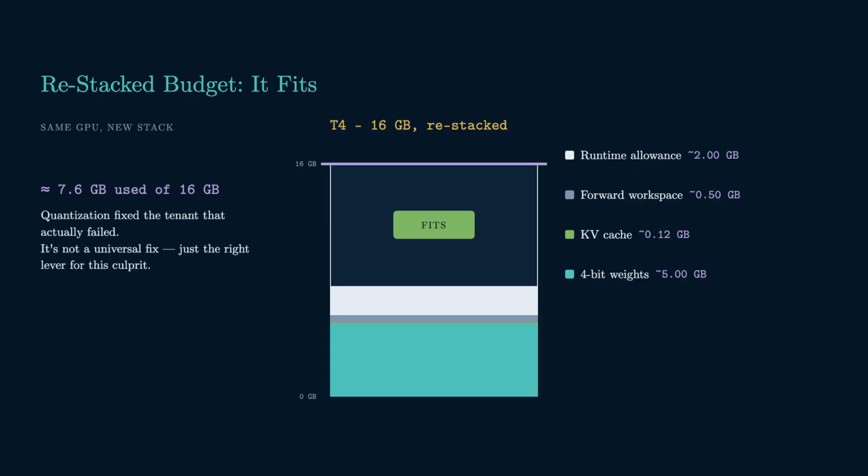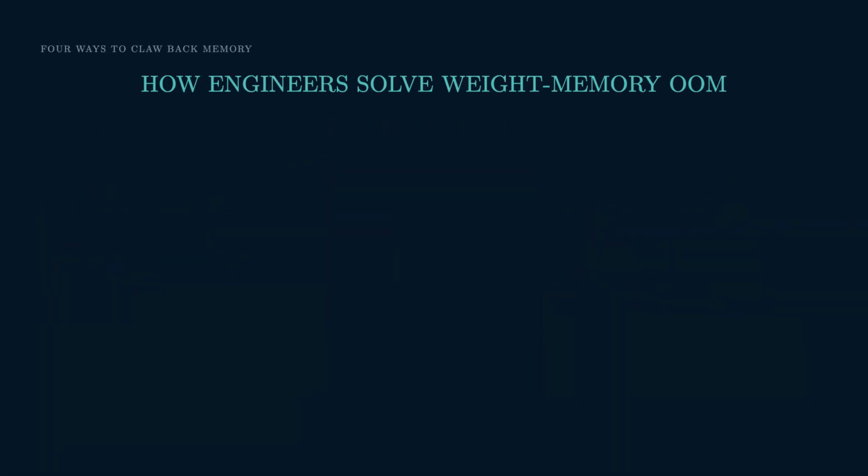Quantization fixed the tenant that actually failed, which is exactly why it isn't a universal fix. When weight storage is the dominant tenant, the useful levers all attack the weights directly rather than the batch size.